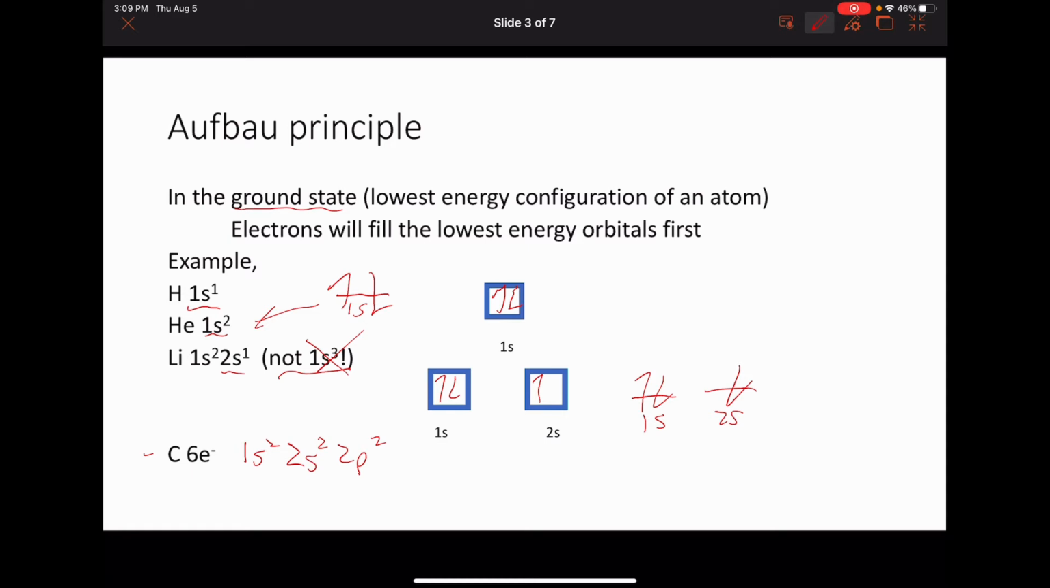Now, if we were to write the boxes, I'm going to write these little lines. So we've got 1s, 2s, and then 2p has 3. We're going to put our 2 electrons in the 1s, spin up and spin down. Our 2 electrons in the 2s, spin up and spin down. Now we've got 2 electrons that go into the p. And so I'm going to put 1 in, spin up. Now we don't pair it. We don't put it in this orbital, we put it in this orbital.